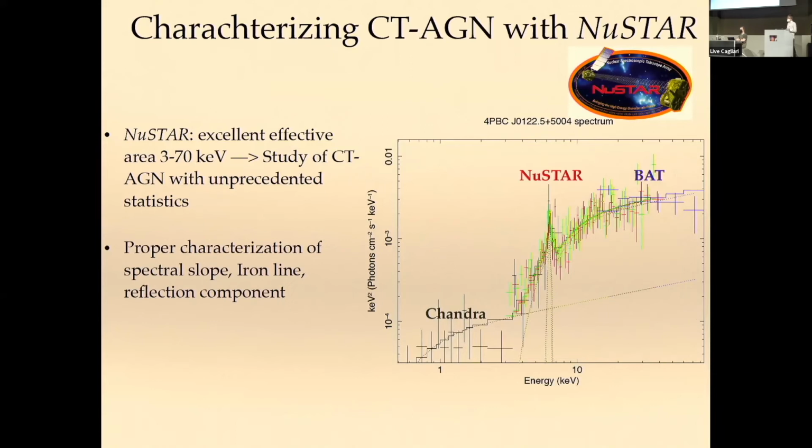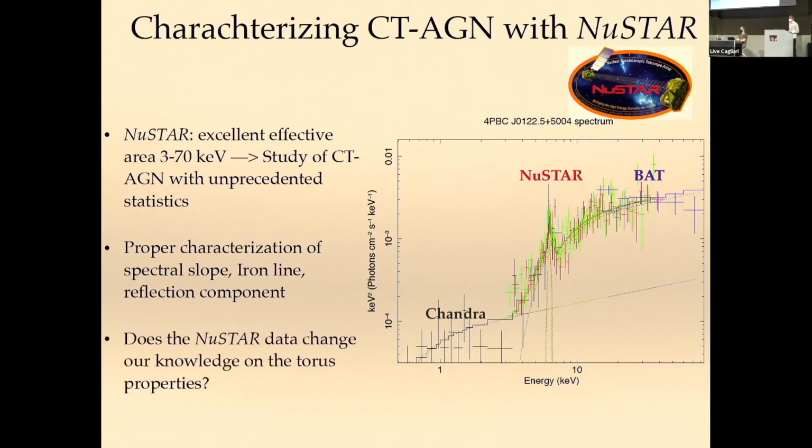Not only because you are filling the gap between the two observations, and so you can take into account possible flux variability effects, and so start to break the degeneracy between flux variability and line of sight column density variability, but also because in general you are able to track all the shape of the spectrum, improve the characterization of the spectral slope, the iron line, the reflection component, and so on.